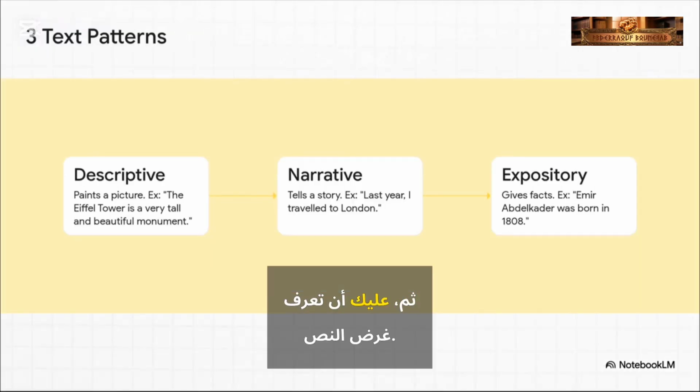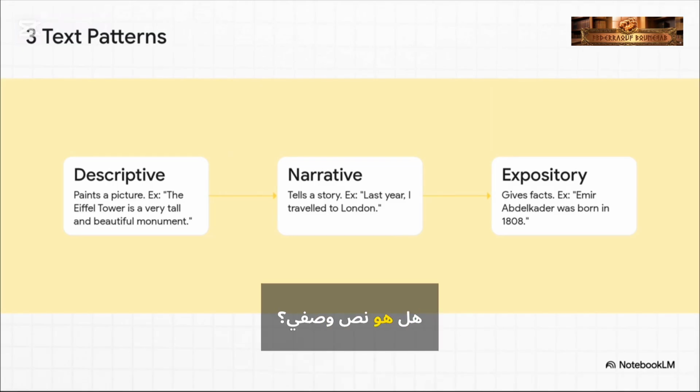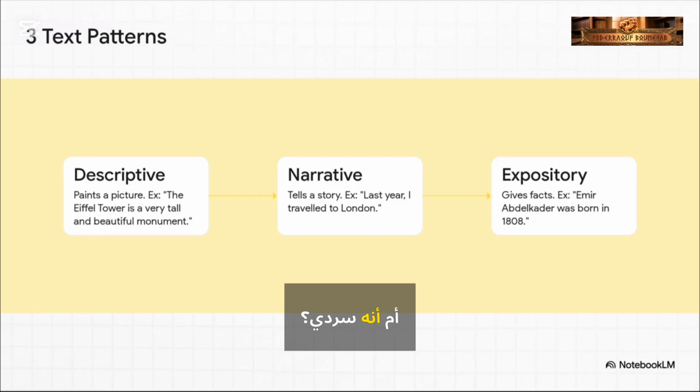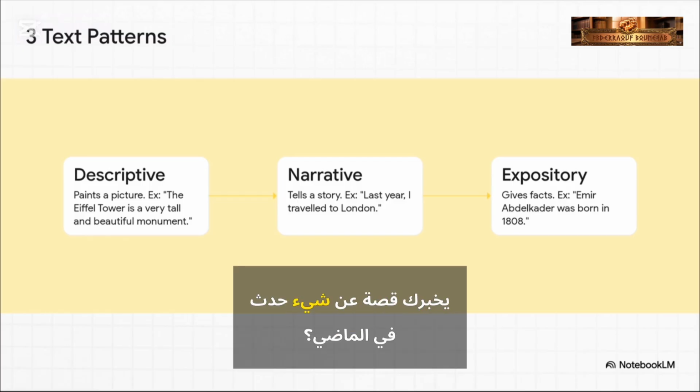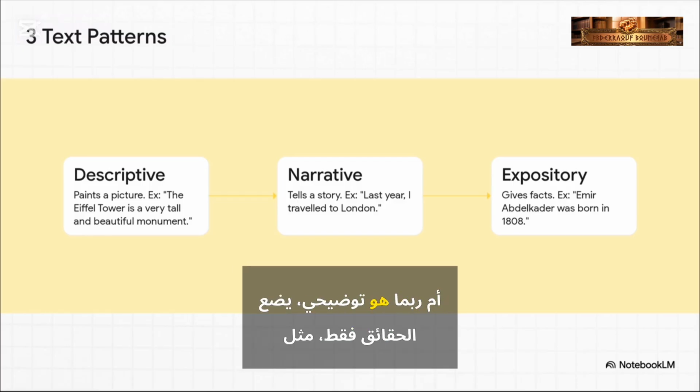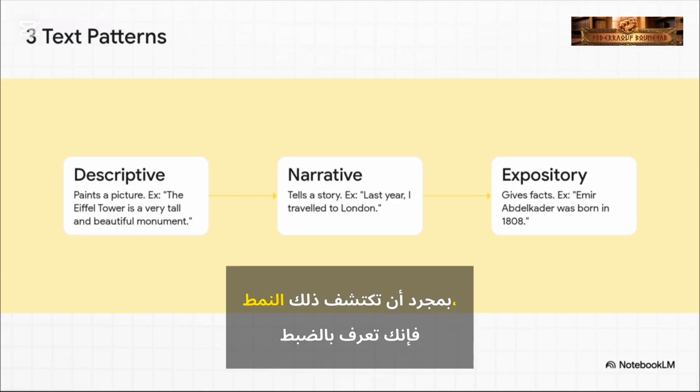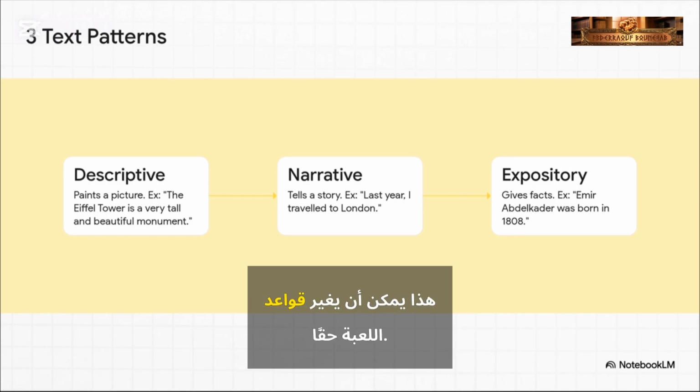And then you've got to figure out the why behind the text. What's its job? Is it a descriptive text, painting a picture of something like the Eiffel Tower? Or is it narrative, telling you a story about something that happened in the past? Or maybe it's expository, just laying out the facts, like a biography of Emir Abdülkadir. Once you spot that pattern, you know exactly what kind of information to start looking for. That's a real game changer.